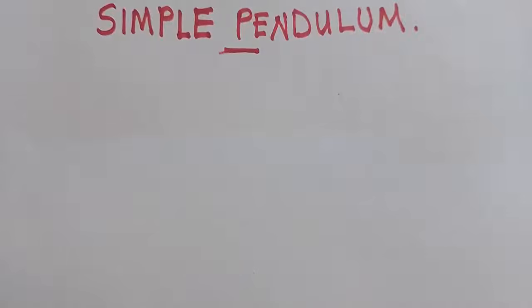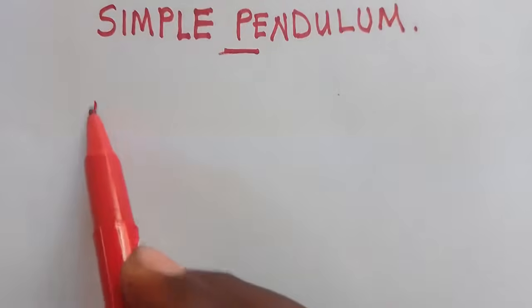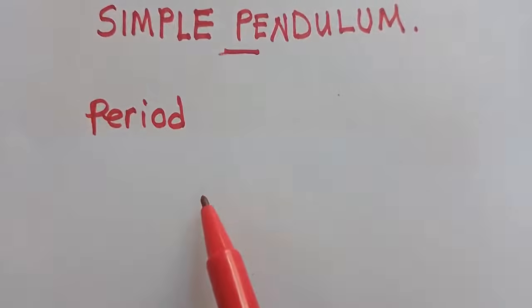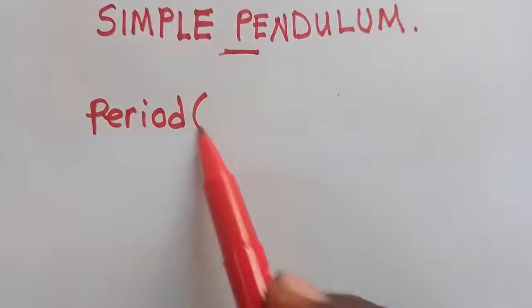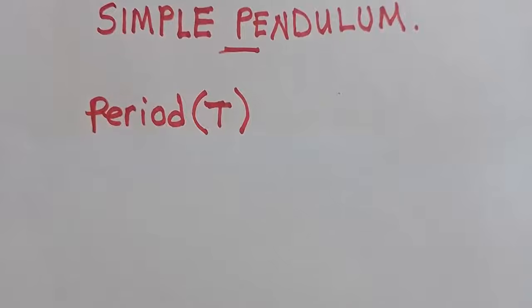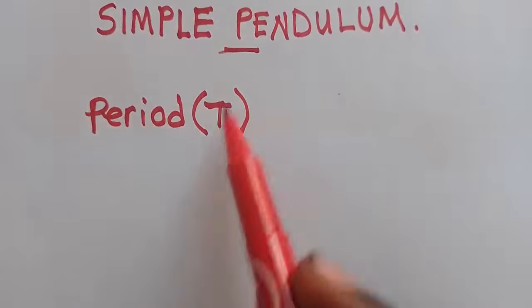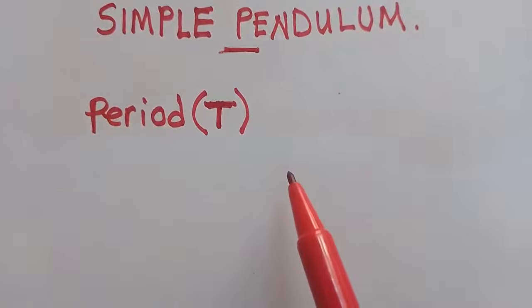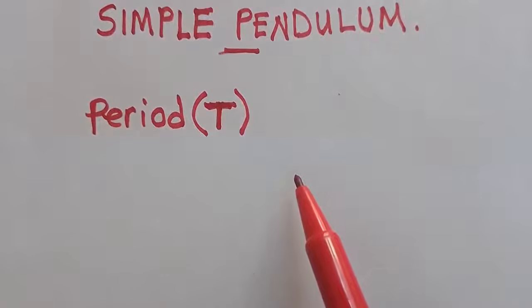So under simple pendulum, there are only two things that you need to know and understand. There is what we call period. You need to know and understand what period is. The symbol for period is capital letter T. So whenever we are talking about a simple pendulum, period is symbolized by capital letter T. This is standing in for period.